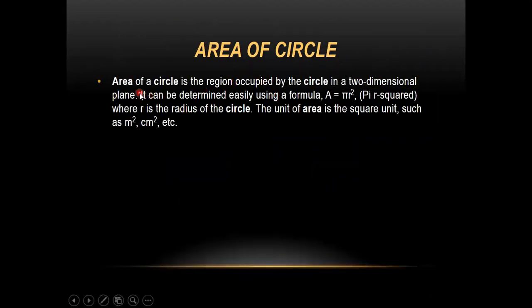Next, area of circle. The area of a circle is the region occupied by the circle in a two-dimensional plane. It can be determined easily using a formula. So what is the formula to find the area of a circle? A equals pi r square. So it is pi r square, where r is the radius of the circle and the unit of area is square units such as meter square or centimeter square, etc. Same as how we do for the area of a square or the area of a rectangle, after finding it, at last in the units we write meter square or centimeter square, or square meters or square centimeters. Same way here also in the circle.